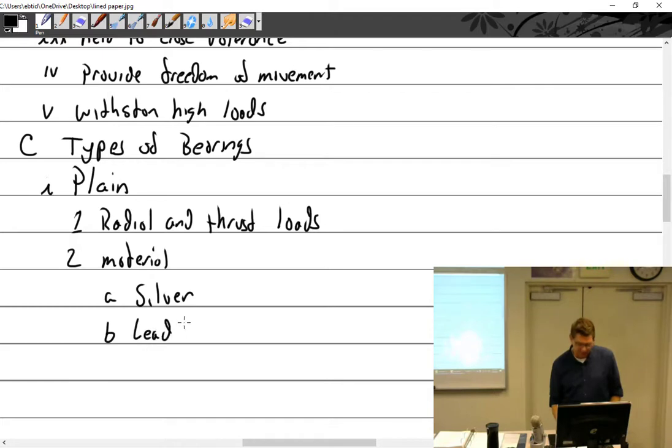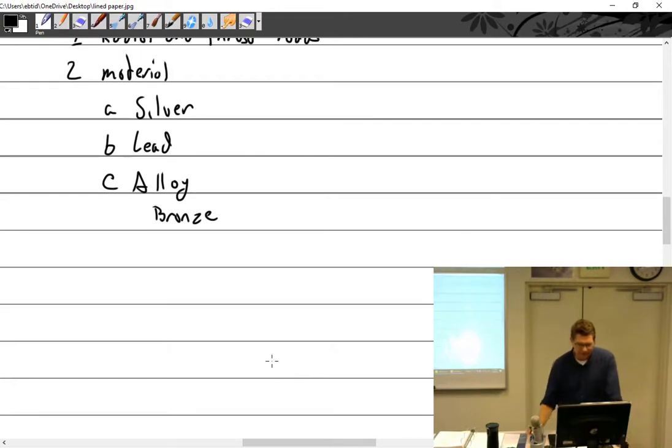Sometimes they're made out of lead with an alloy cover, or they're just alloy, which consists of bronze. Each one of these has its own plus and minus. Bronze is good under pressure, but has high friction.